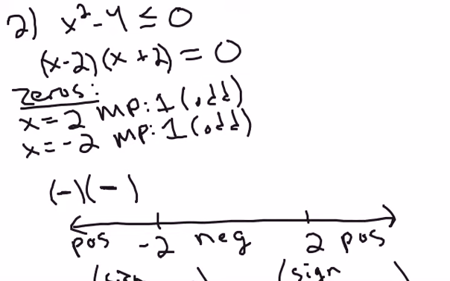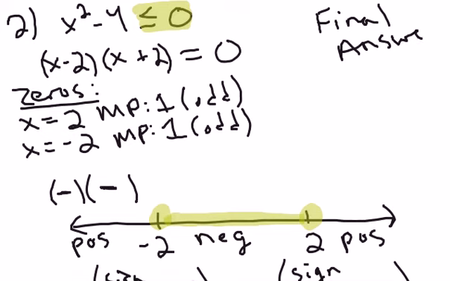And if you look back at the original problem, we are interested in where it is less than or equal to 0. Okay, so that's this region here, but I'm actually going to include the 0 values because that is where it is equal to 0. So my final answer is going to be the following. Negative 2 less than or equal to x less than or equal to 2.